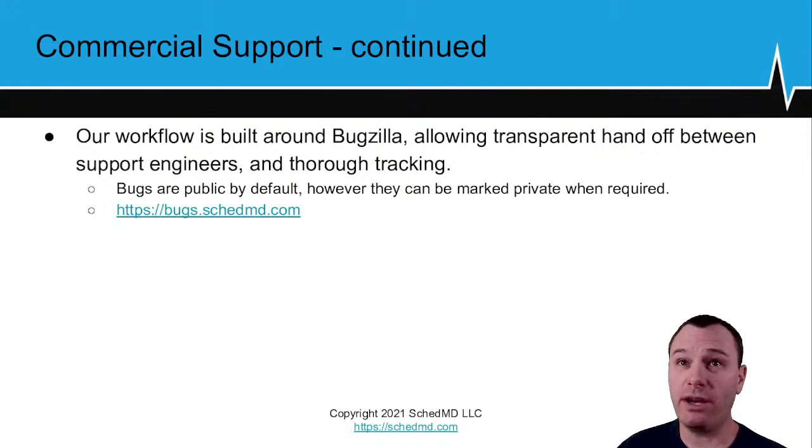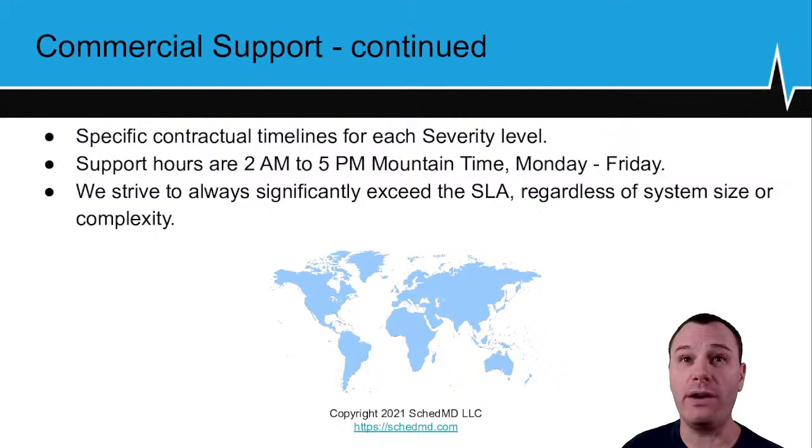Our workflow as a company and as a support starts with our bug tracking system. For this, we use Bugzilla. This allows transparent handoff between engineers and thorough tracking. By default, these bugs are public, however, we can make these private when requested. We offer specific contractual timelines for each service severity level.